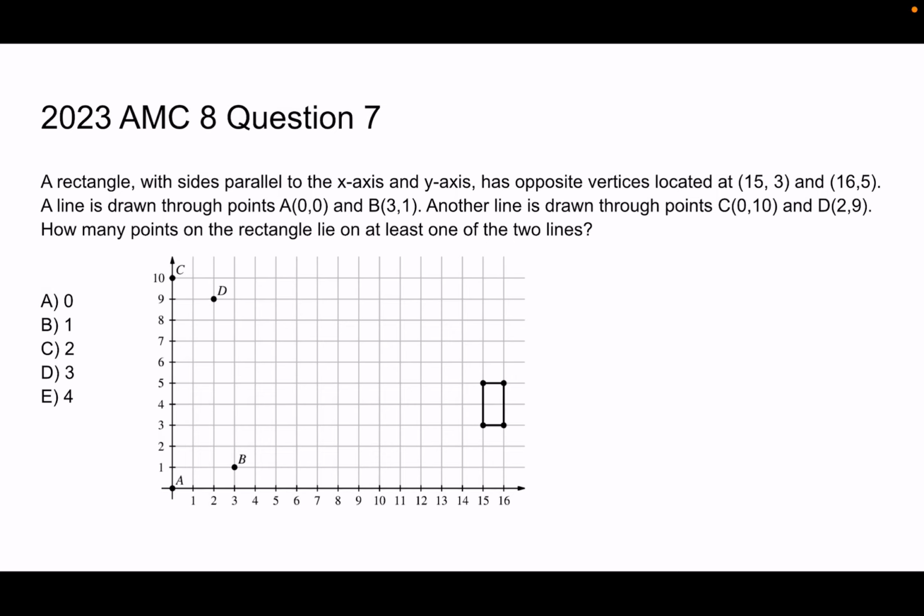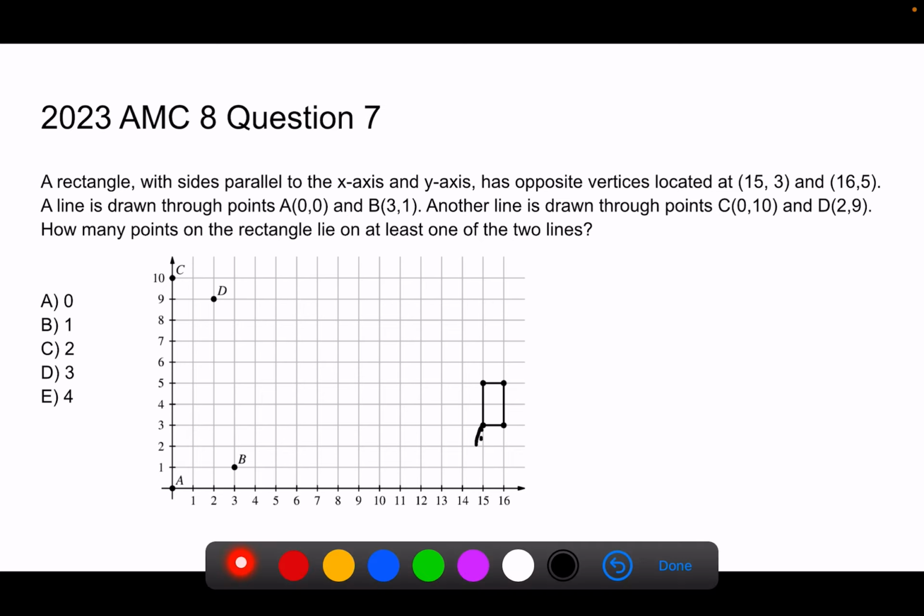AMC 8, question 7. A rectangle with sides parallel to the x-axis and y-axis has opposite vertices located at (15, 3), which is this point, where x is 15 and y is 3, and (16, 5), which is this point, where x is 16 and y is 5.